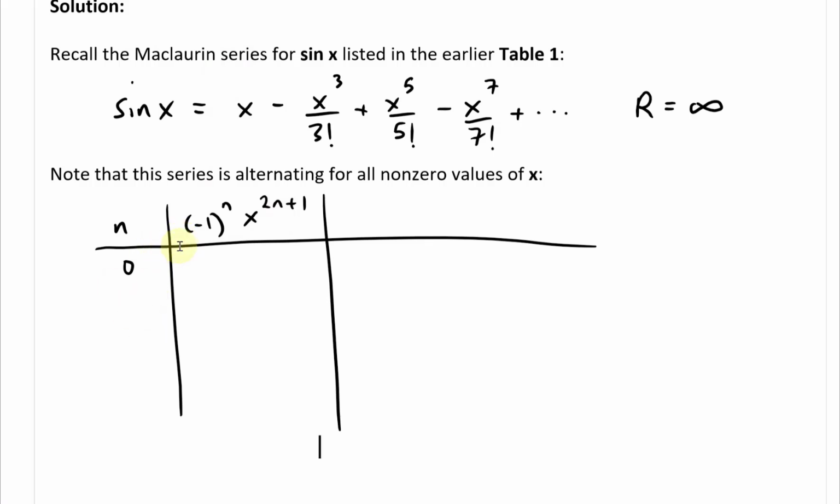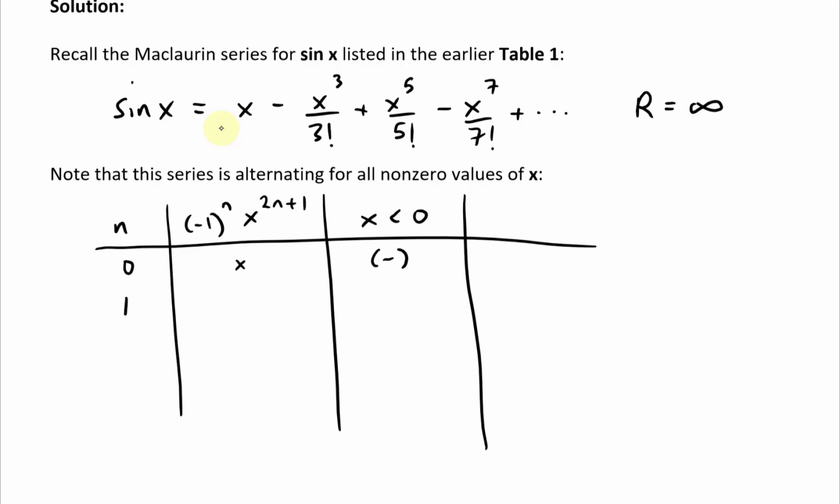So when n is 0, you have negative 1 to the power of 0, which is 1. And then the next one is x to the 1. So that's just the first term, and the sign factor is just 1, so we get x to the 1. Now if we look at when x is less than 0, the sign is going to be negative.